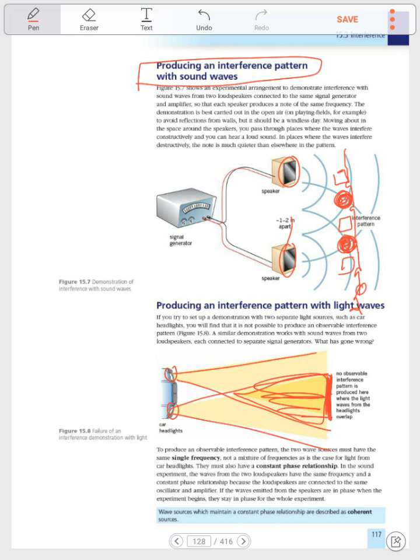So to produce an observable interference pattern, the two wave sources must have the same single frequency, not a mixture of frequencies. Because of that, we need these lights to be coherent. They must also have a constant phase relationship. In the sound experiment, the waves from two loudspeakers have the same frequency. Why? Because they start from the same generator. So wave sources which maintain a constant phase relationship are described as coherent sources.